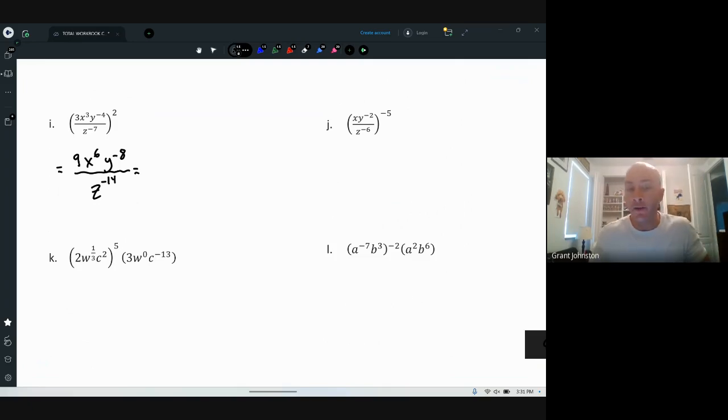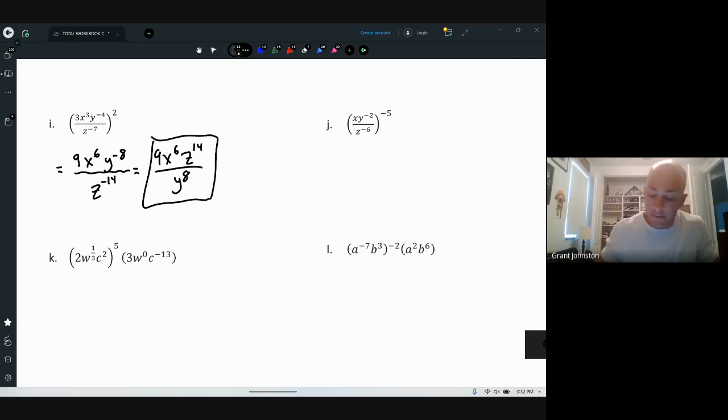Now I do have some negative exponents to work with. I have y to the -8. That's going to come down. I have z to the -14 on the bottom. That's going to come up. But the 9x to the 6 is going to stay put. So the z to the 14 is going to come join that, and then the y to the 8 down there.